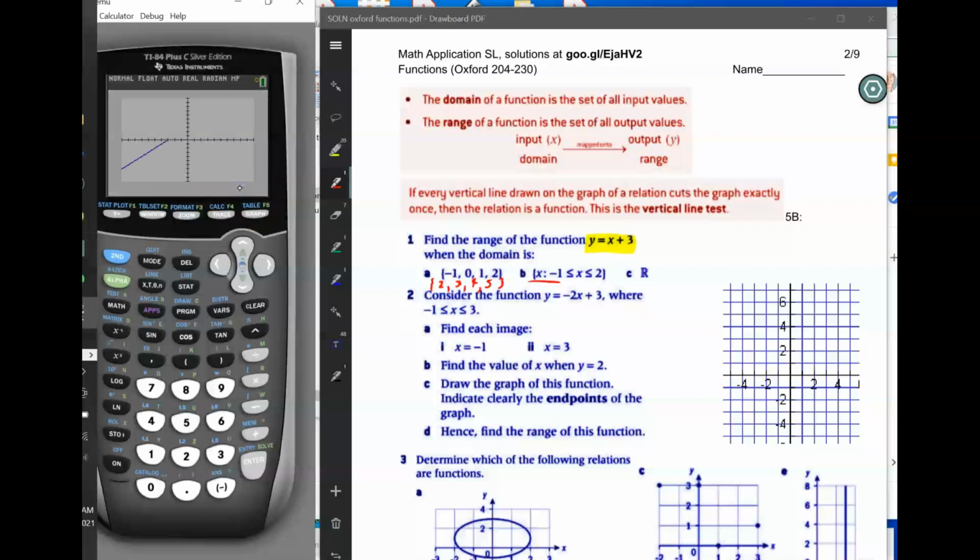Okay, so let's see. I have all the values between -1 and 2. How does that correspond in terms of y? One of the easy ways to see that is we could use the window, and why don't we cut off everything to the left of -1 and everything to the right of 2? So I could put -1 in for x min, and I could put 2 for x max, and I'll graph it.